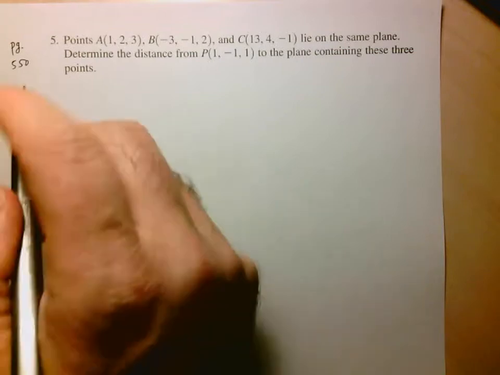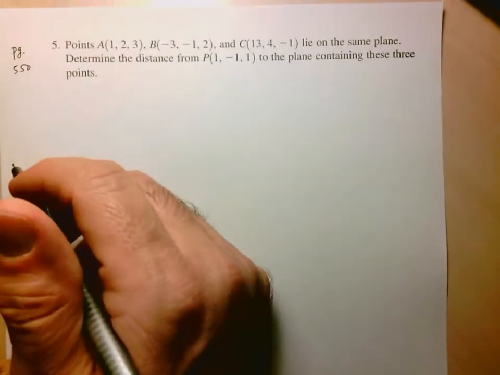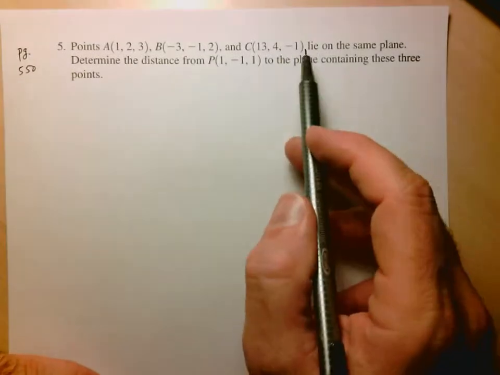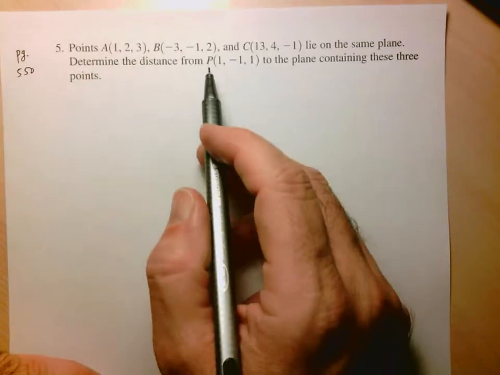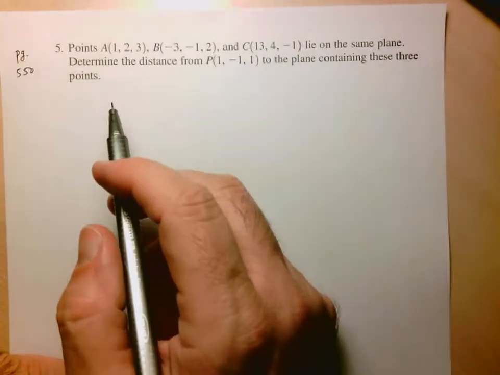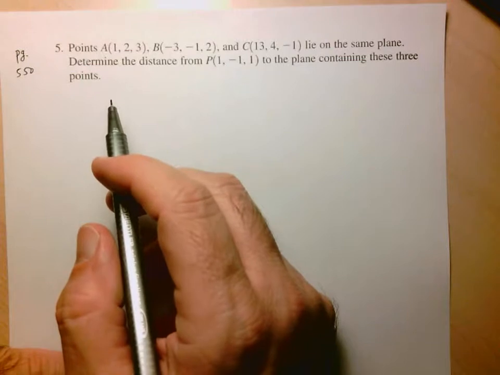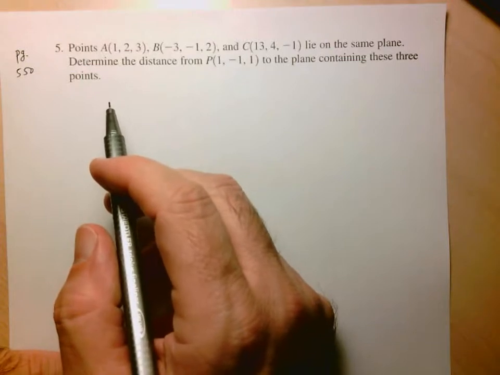Hi folks, we're going to take a look at number 5 from page 550. So let's take a look here. They give us 3 points that lie all in the same plane, and they say determine the distance from point P to the plane containing these 3 points. Okay, so here it's a combination of a couple of things that we've done.